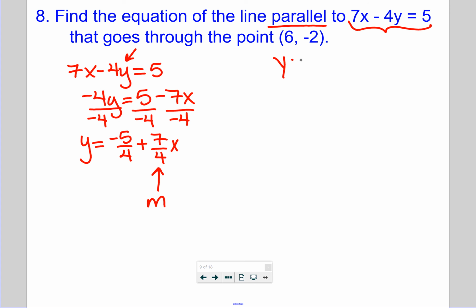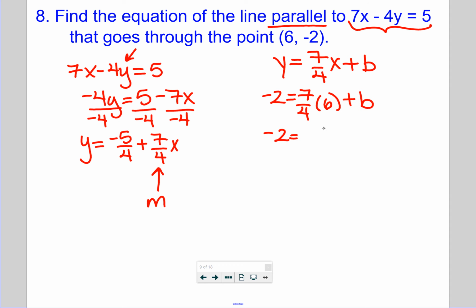So I'm going to go to y equals mx plus b and just plug in 7/4. Remember, if this said perpendicular, you would have an extra step. If this problem said perpendicular, instead of using 7/4, I would use -4/7, the opposite reciprocal. From there, to find your y-intercept, you just plug in your x and y that you're given. I'm given a y value of -2 and an x value of 6.